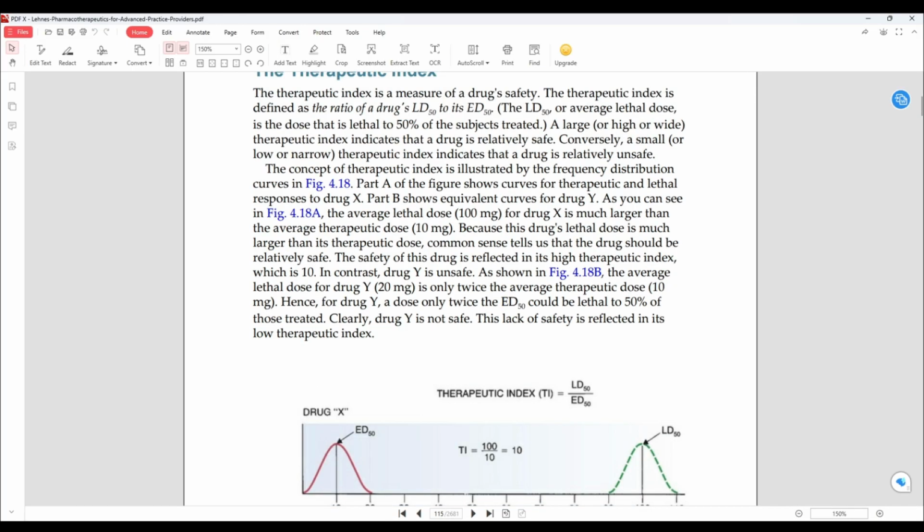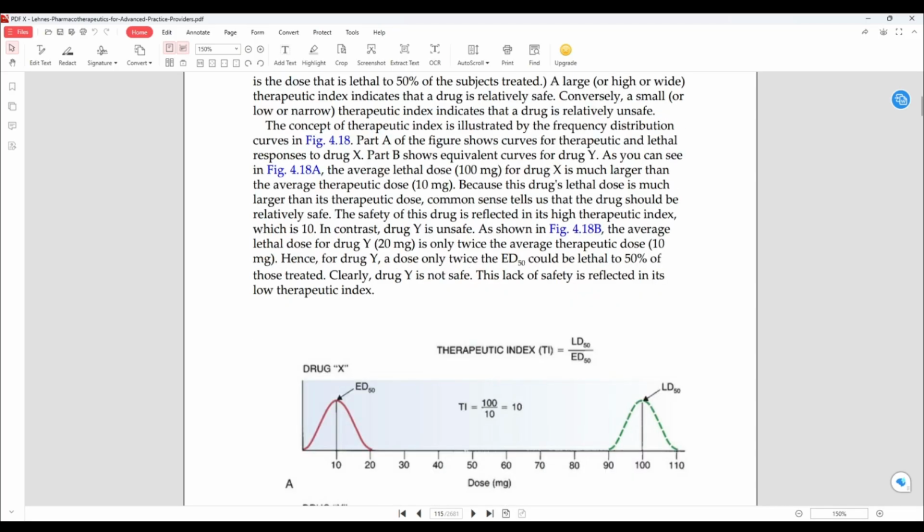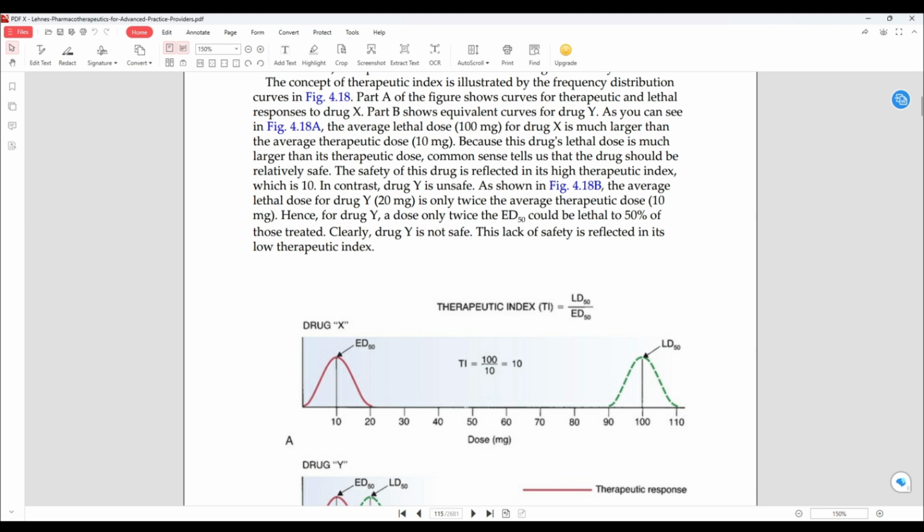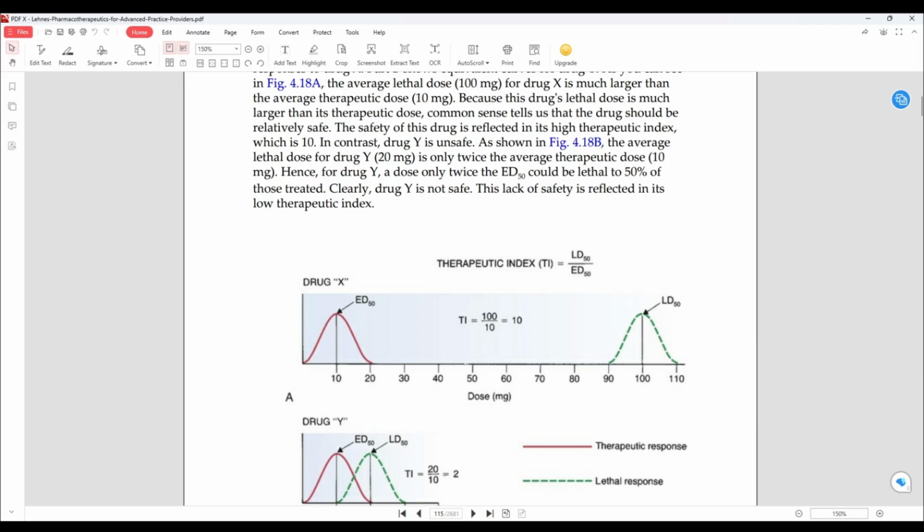The concept of therapeutic index is illustrated by the frequency distribution curves in Figure 4.18. Part A of the figure shows curves for therapeutic and lethal responses to drug X. Part B shows equivalent curves for drug Y. As you can see, the average lethal dose for drug X is much larger than the average therapeutic dose. Because this drug's lethal dose is much larger than its therapeutic dose, common sense tells us that the drug should be relatively safe. The safety of this drug is reflected in its high therapeutic index, which is 10.